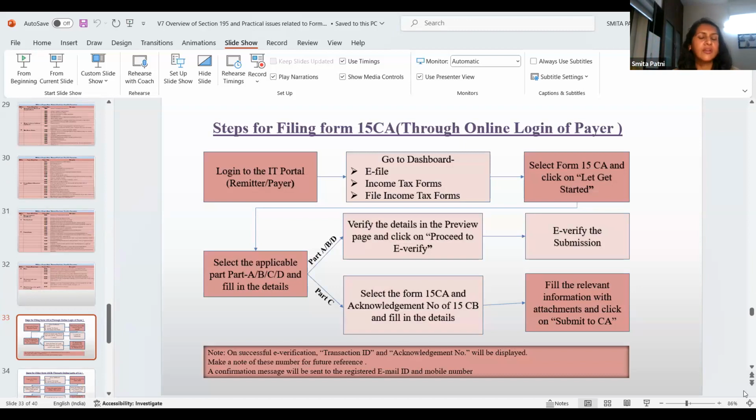The login ID will be different for both of them. So you can file your 15CA from either the PAN portal or the TAN portal, but you can't do both. I mean, you can't file from PAN for TAN and from TAN for PAN. There are 2 ways to file this. One is online filing and the other is manual filing. Online, obviously, you file one by one as per this slide.